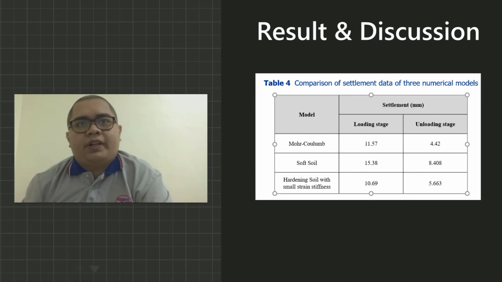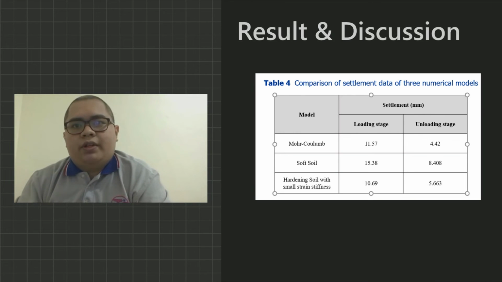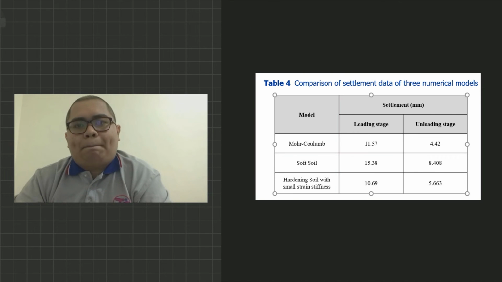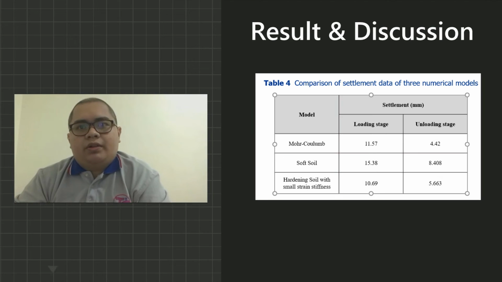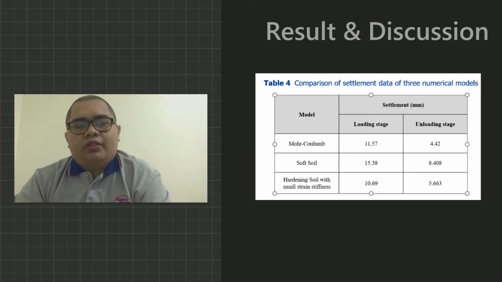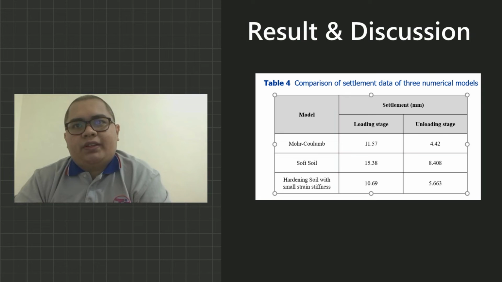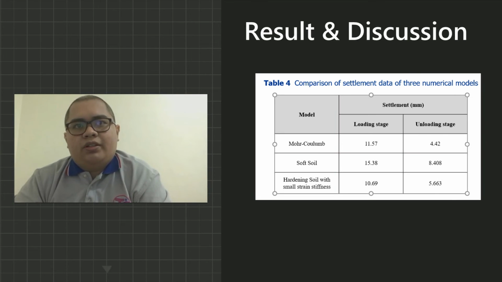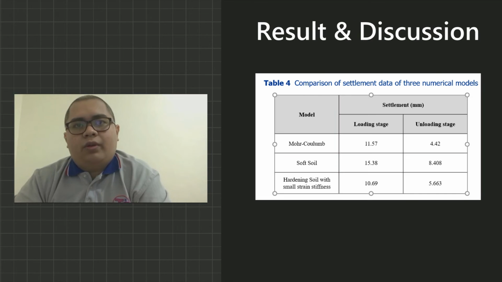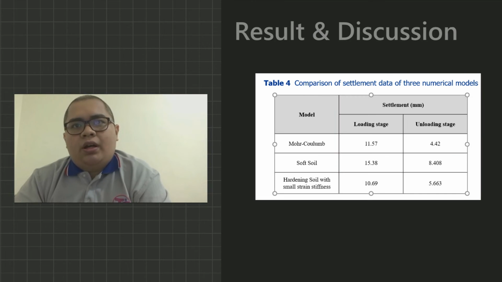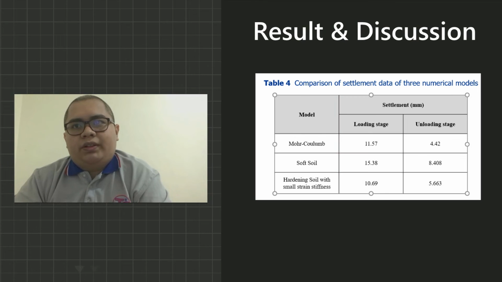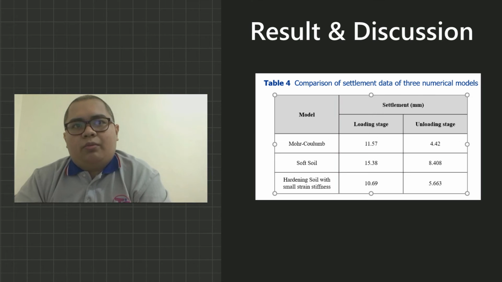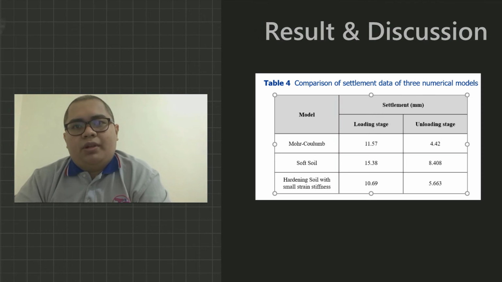From Table 4, the increase in soil settlement coincides with the increase in soil loading. However, the settlement value for each model type differs based on the soil characteristics used. The hardening soil model with small strain stiffness has the smallest soil settlement, while both the Mohr-Coulomb and soft soil models yield at 1200 kilonewton. The soft soil settlement is greater at 15.38 mm than the hardening soil model, which is 10.69 mm.